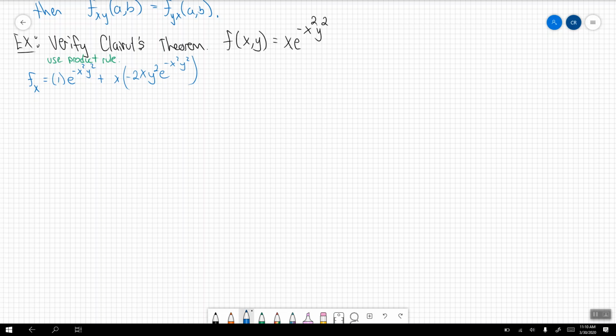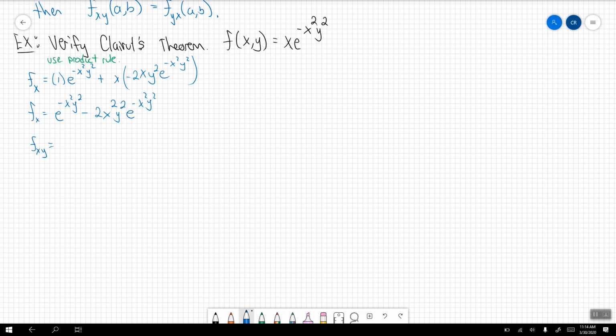Now, let's see if we can clean it up just a little bit more, because it looks kind of messy. This is going to be e to the negative x squared y squared minus 2x squared y squared e to the power of negative x squared y squared. Perfect. Alright, now that we're done taking this partial derivative with respect to x, let's take this partial derivative with respect to y.